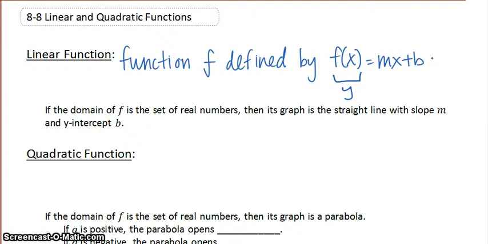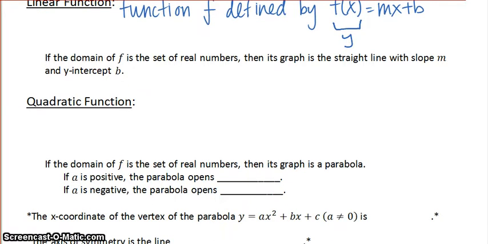And again, we talked about this before, but this is basically saying whatever you plug in for x goes in here, and then you can find what f of x is by solving. Now, if the domain of f is the set of real numbers, then its graph is a straight line with a slope m and y-intercept b. Standard, we've learned that. There we go.